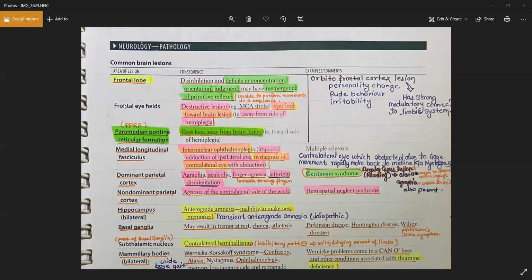All the three structures, the frontal eye field, the PPRF, and the MLF, are only responsible for the gaze movements. They will activate the nucleus, and then the nucleus does its job. But because the nuclei are not activated because of damage to these structures, you won't get the gaze, right? But everything else would be absolutely normal. Okay, any doubt?